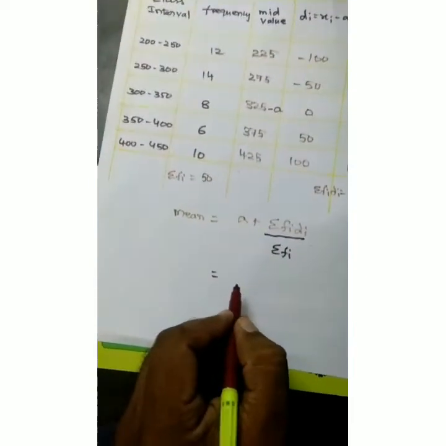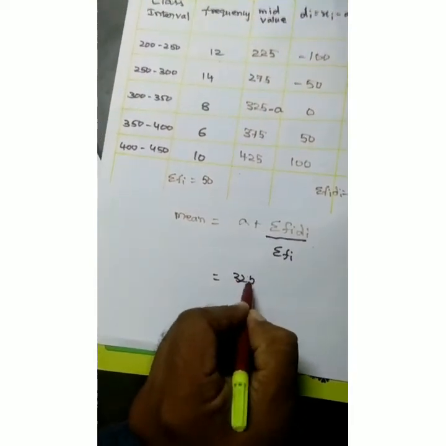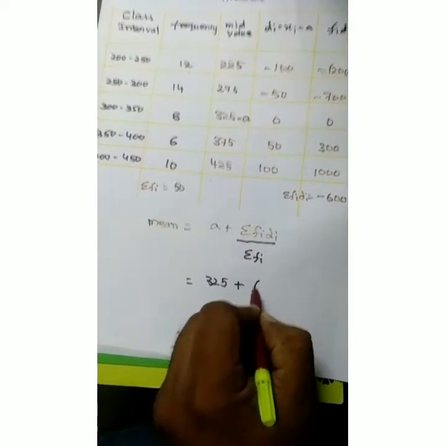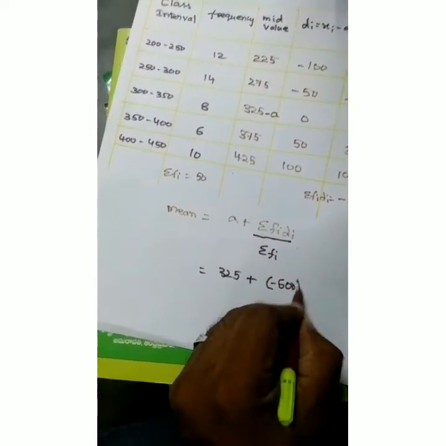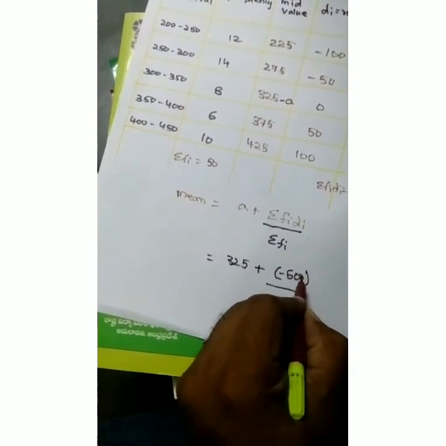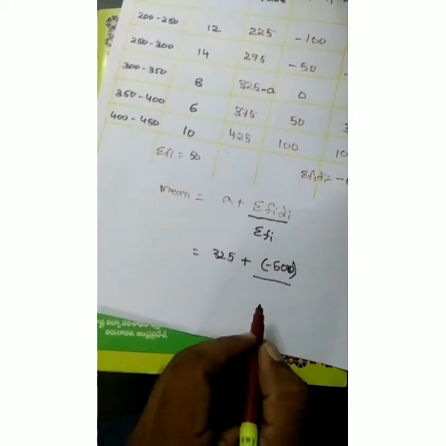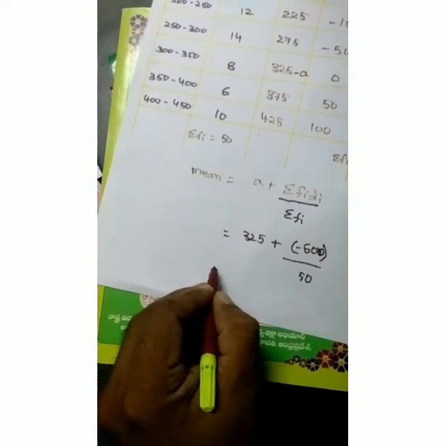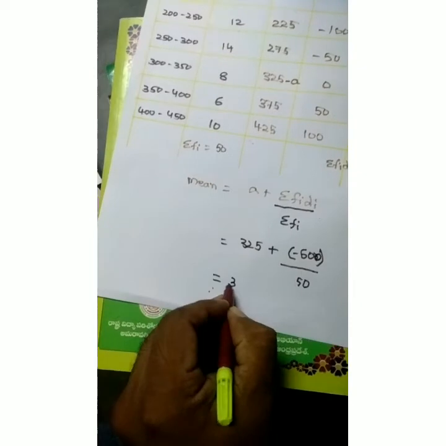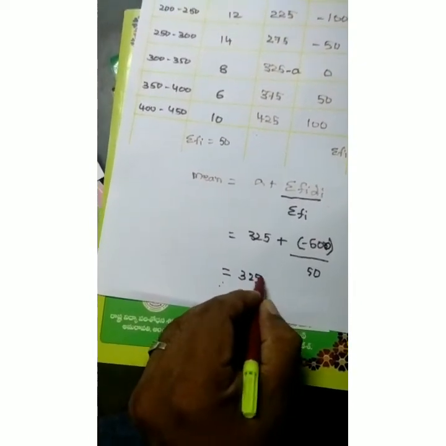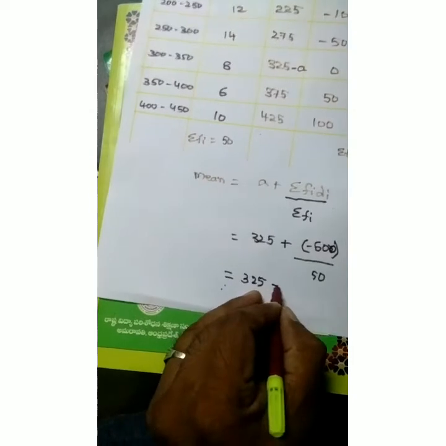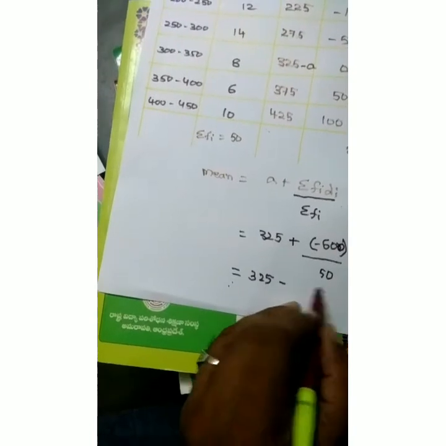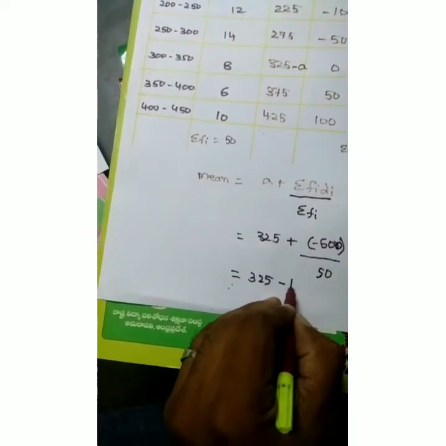The a value is 325 plus sigma fi di, which is minus 600, by sigma fi, which is 50. So 325 plus, plus into minus is minus, 600 by 50. 5 12s are 60, so minus 12.